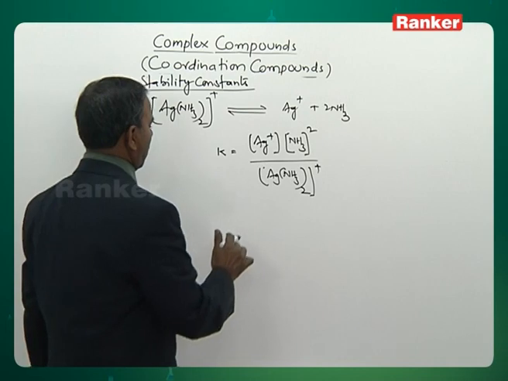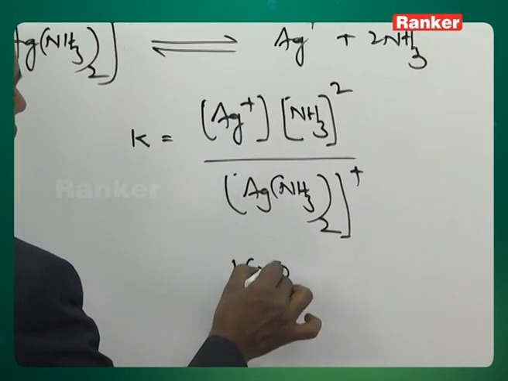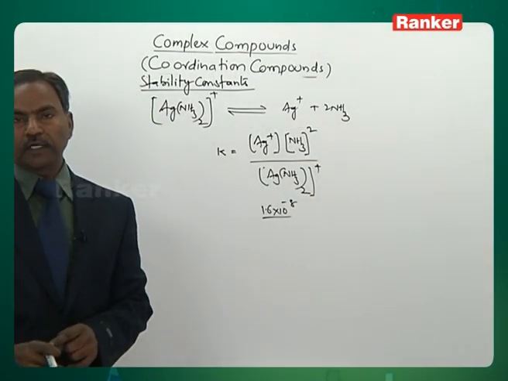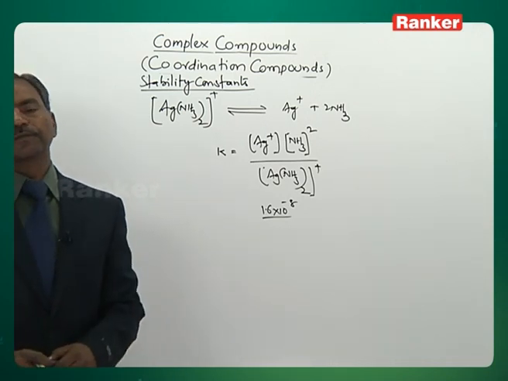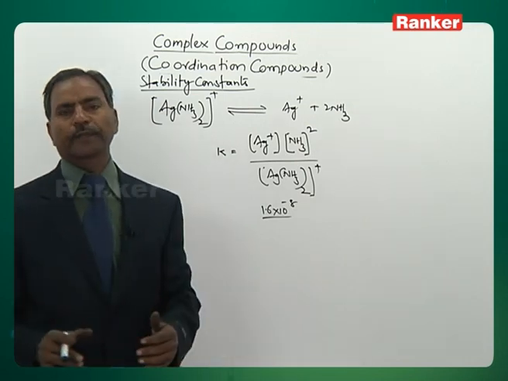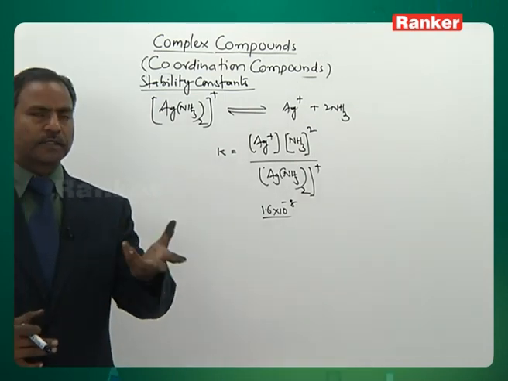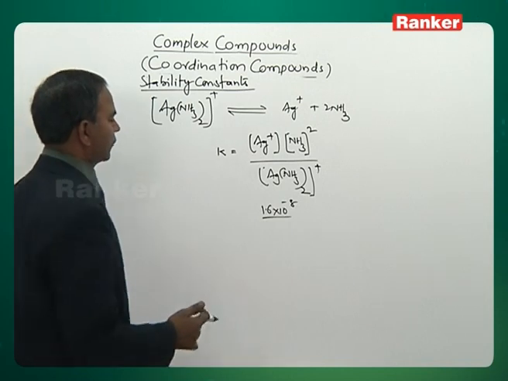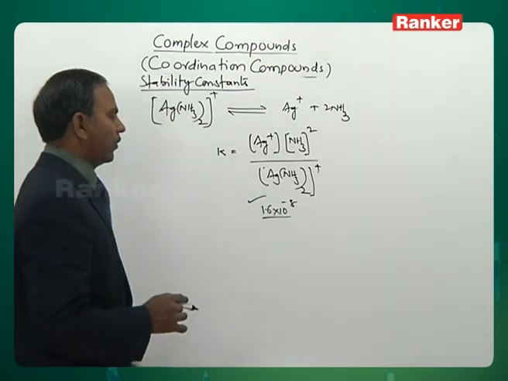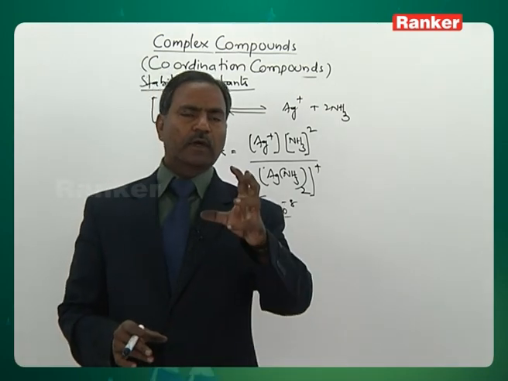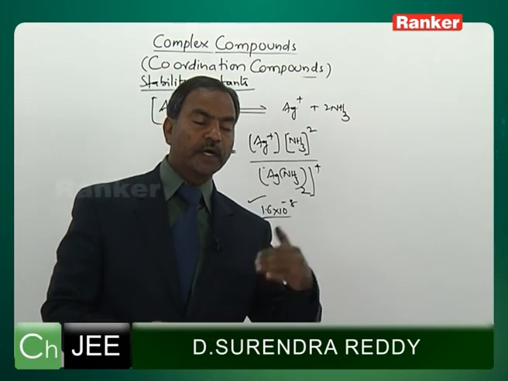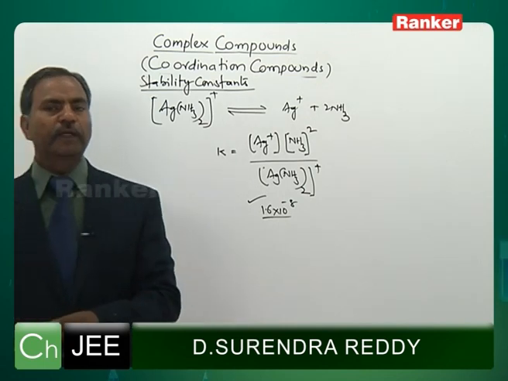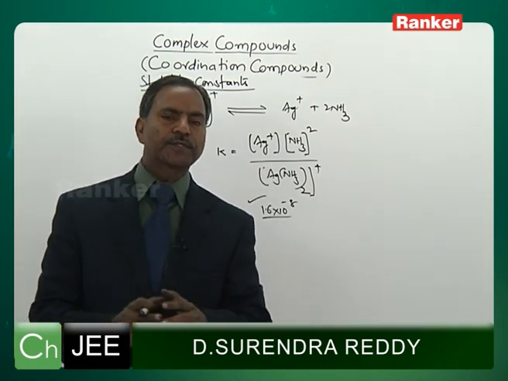This K value is found experimentally to be 1.6 × 10^-8, a very small value. For our convenience, instead of calling this K the equilibrium constant, let us call it the dissociation constant. Yes, it may be an equilibrium constant, but for our discussion, let us consider it the dissociation constant. Its value is 1.6 × 10^-8, a very low value. What do you understand? The dissociation constant is very small, so the dissociation is very small.